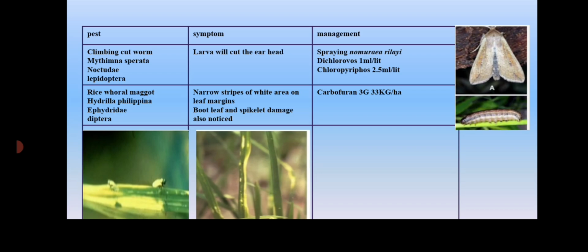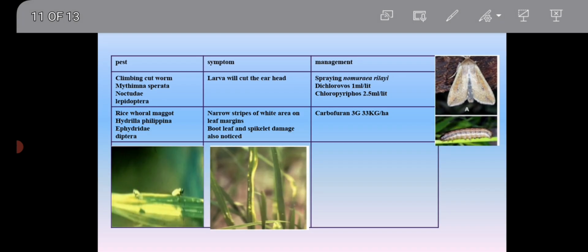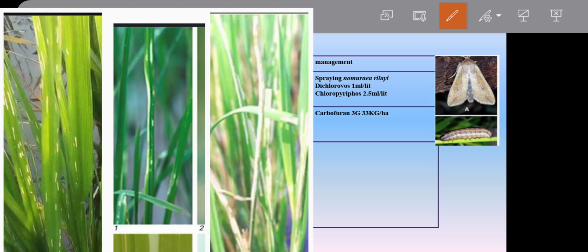So in whorl maggot, what it is doing, you can clearly see in the image that it is making whitish stripes or feeding the leaf from the margin. So the marginal area of the leaf has become papery white in color. In case of rice hispa, what the grub is doing, it is making rectangular papery whitish streaks parallel to the midrib in case of hispa.